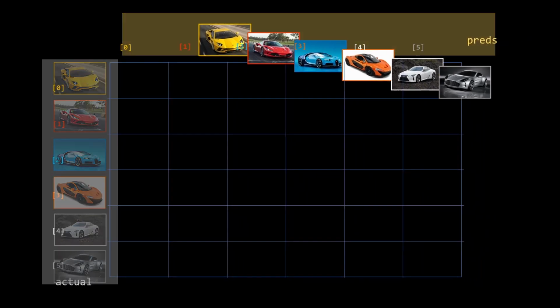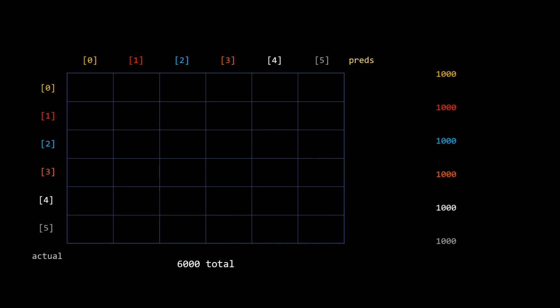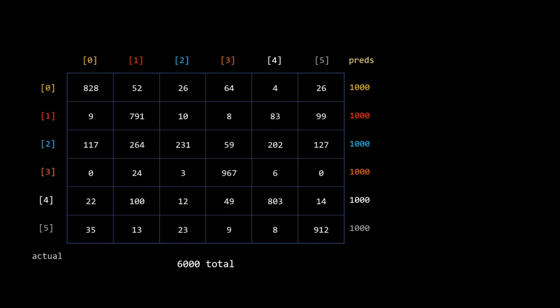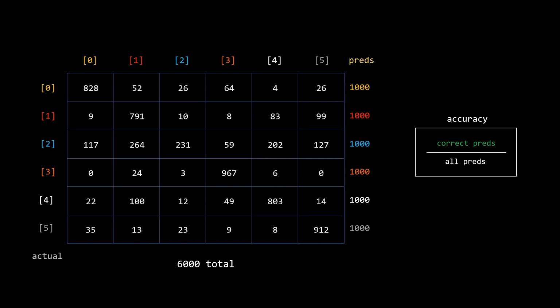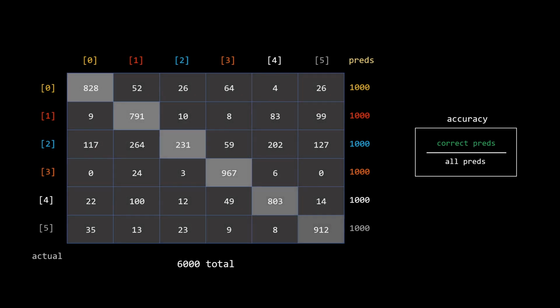So to put this into an example, let's say we had 6,000 total images where we divided 1,000 for each possible class. So the rows total to 1,000. And after running the model, we came out with the following results. To get the accuracy in a multi-class situation, all the predictions of course cover the total table, but the correct predictions just cover the diagonals.